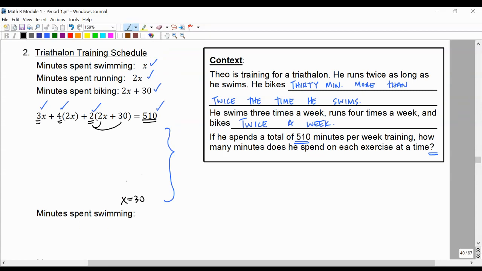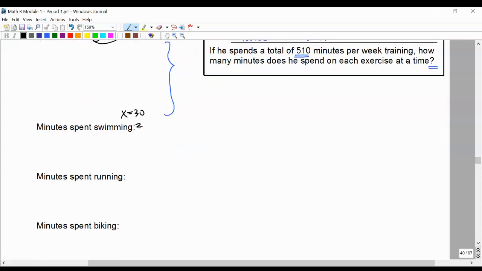So you got your work in here. If this one's 30, then this one is 2 times 30, which is 60. And this one is 2 times 30 plus 30, which is 90. All right, so we've got 30, 60, and 90.